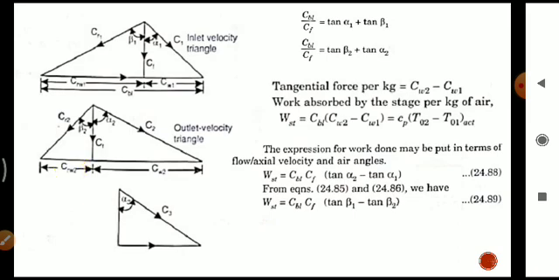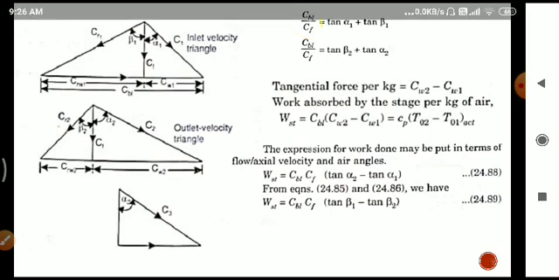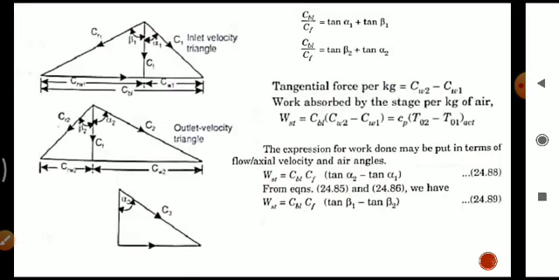Okay, and from the velocity triangle we can write tan alpha 1 plus tan beta 1. So this is a tan angle. Tan is equal to opposite side by adjacent side. For alpha 1, opposite side is cw1 and adjacent side is cf1. For tan beta 1, opposite side is crw1, adjacent side cf. Again, if we are adding this, crw1 divided by cf plus cw1 divided by cf, as the denominator is common, we can write cw1 plus crw1, which is equal to cb1. So we can write cb1 by cf is equal to tan alpha 1 plus tan beta 1.